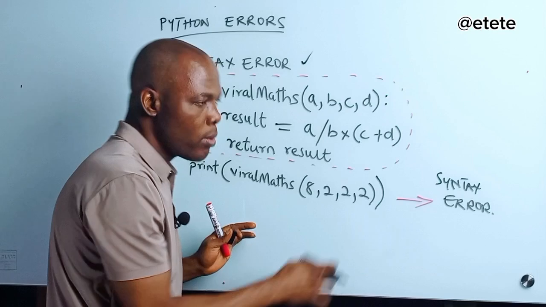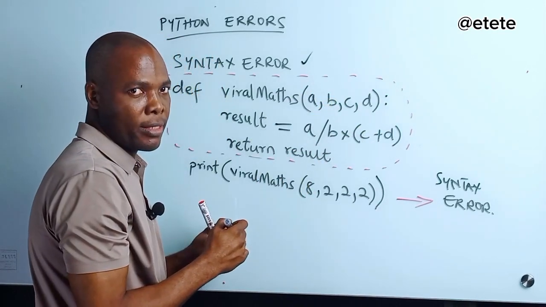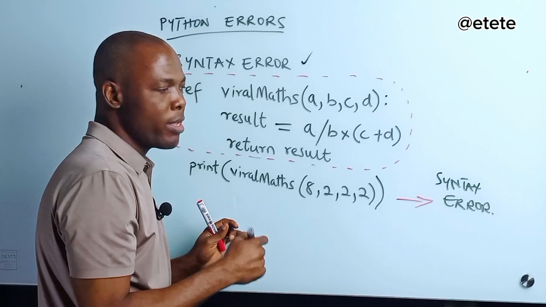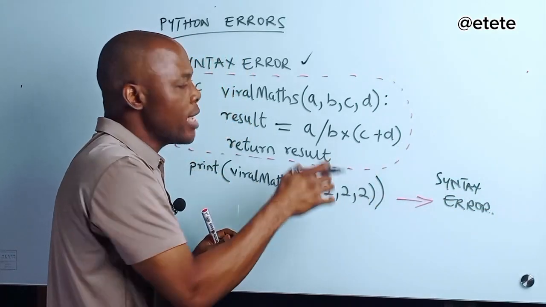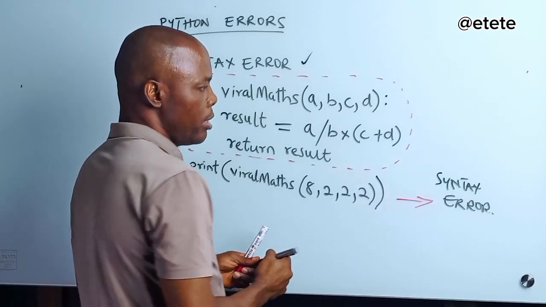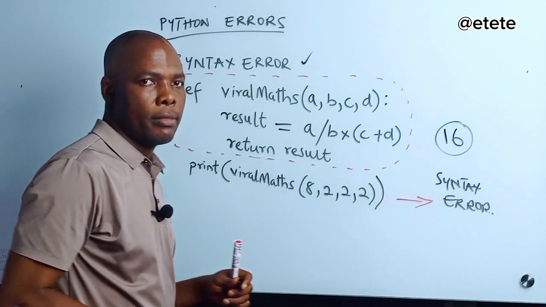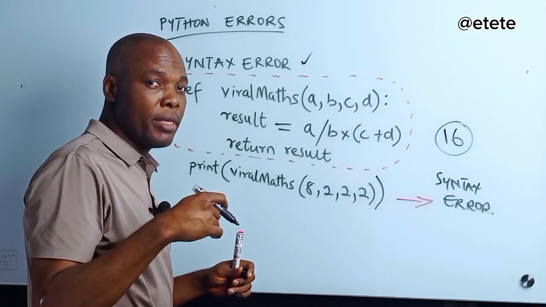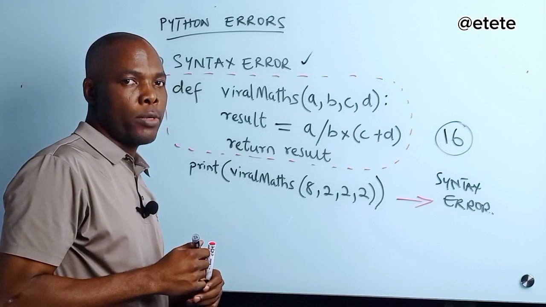So now, what do you think will be the answer to this mathematics? I also want you to write it in the comment section. You have resolved the syntax error. Now, what will be the output of this? If you got 16, then you will have to tell me how you achieved this when you execute this program.